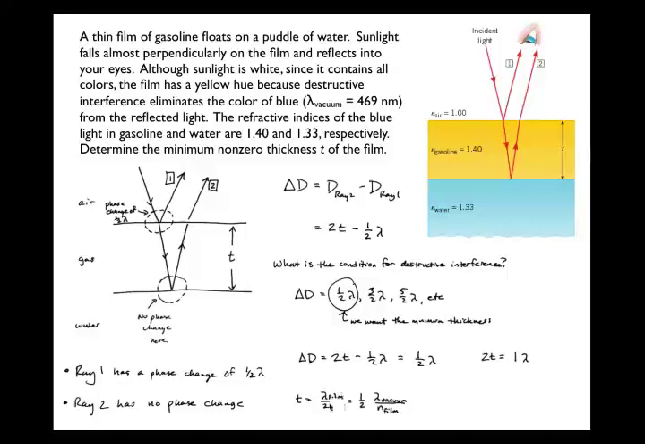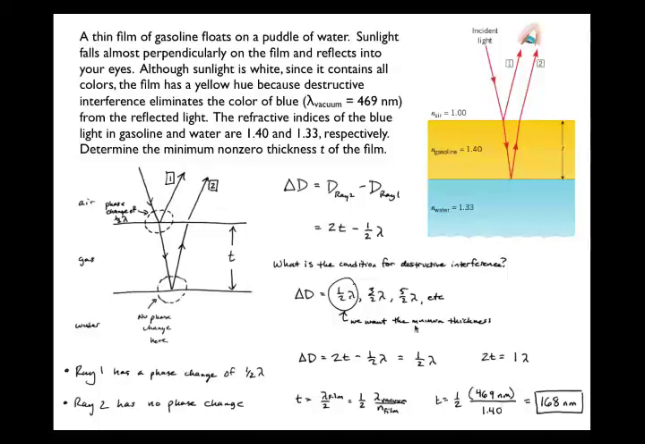And the wavelength of the light in the gasoline itself is the wavelength of the light in a vacuum divided by the index of refraction of that particular material. I'm using a generic film, but that's gasoline in this particular problem. So we plug in numbers. The light in a vacuum is 469 nanometers. The index of refraction of gasoline is 1.4. And so if you crunch that out, you get 168 nanometers, which means if you have gasoline that is 168 nanometers thick, you would see it as yellow because the blue light would be destructively interfered with.